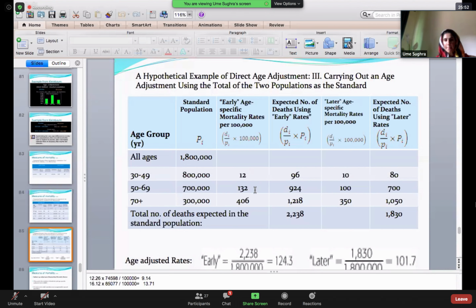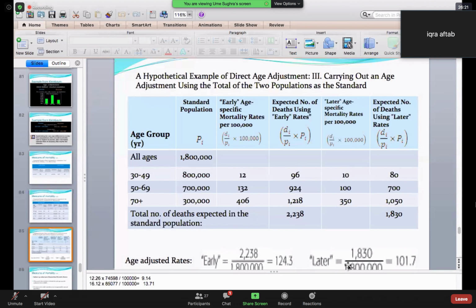Okay. Now, in the end, what we did was age adjusted rates. How did we calculate that? We just add up all these expected numbers of deaths, and then we divide by the total standard population in the denominator. And then we got our adjusted rates for the early and the later periods. You calculate that yourself.